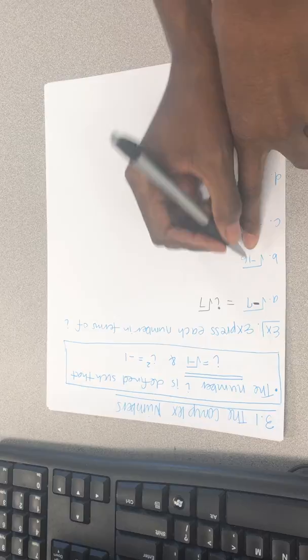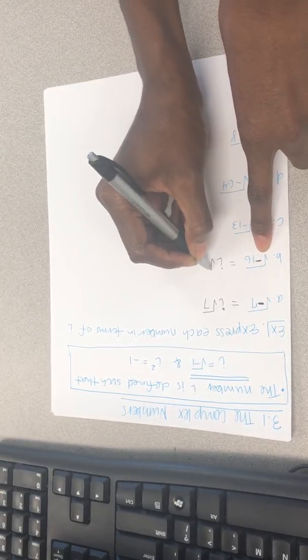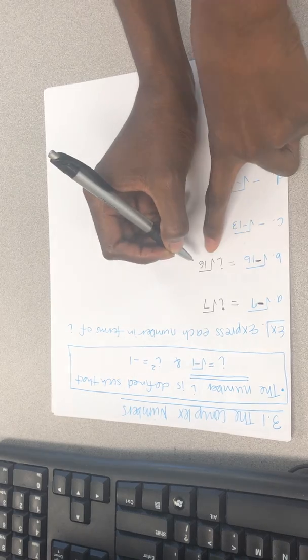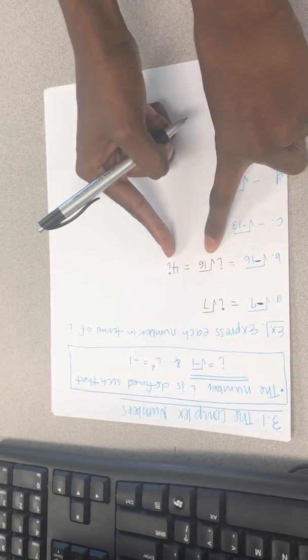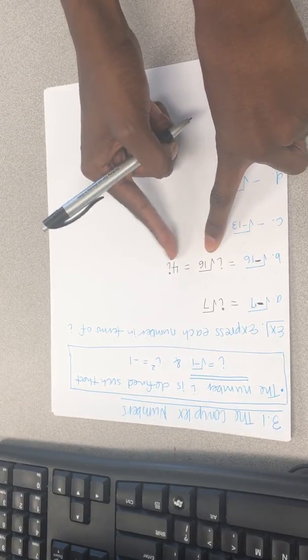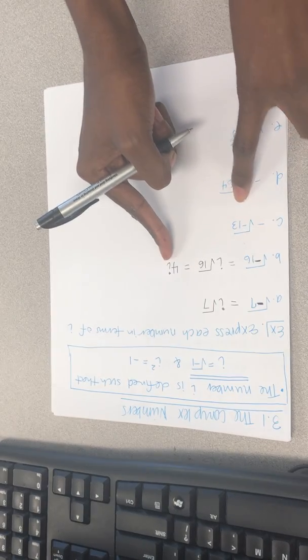Okay, for the next one, we have a negative again, so I'm going to pull it out as an i and then leave the 16 underneath. We know that the square root of 16 is 4, so I'll write this as 4i. It's okay if you write i4, but you'll generally see the number written before the imaginary number i.